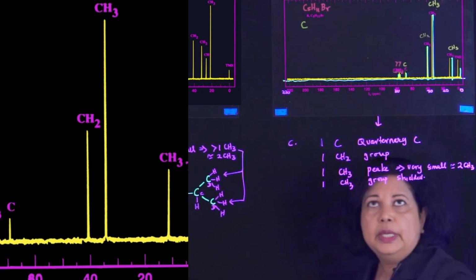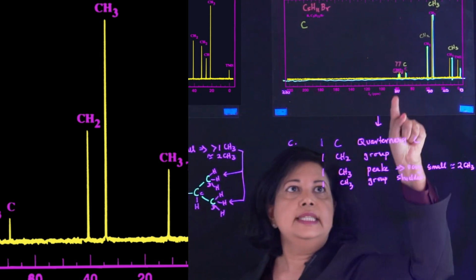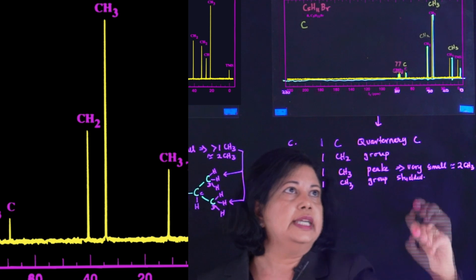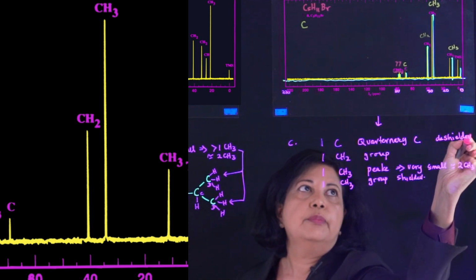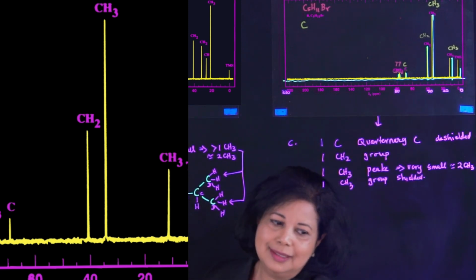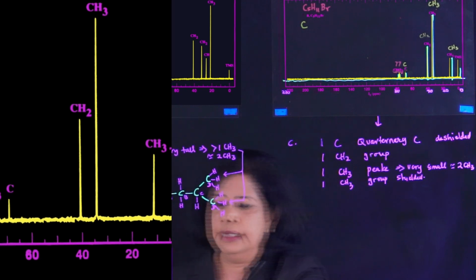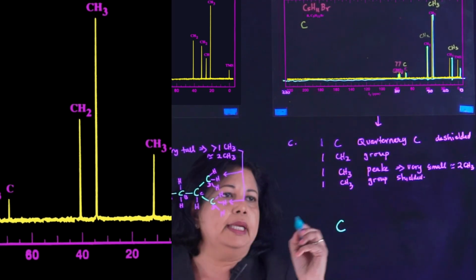So where do we even start? Let's start with the ppm values. This is a quaternary carbon and it's very de-shielded, which means it's going to have the bromine sitting on it. Otherwise, why would it be that de-shielded, right? So you have a quaternary carbon. That means you don't have any hydrogens on it, and the bromine is on here.